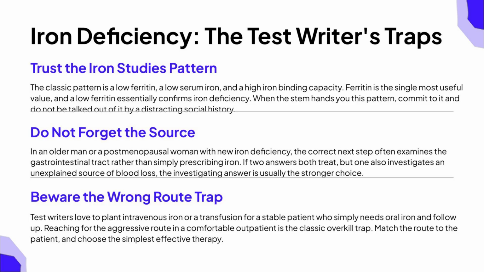In an older man or a postmenopausal woman with new iron deficiency, the strongest answer often looks for bleeding in the gastrointestinal tract rather than simply handing out iron. Third, beware the wrong route trap. The writers love to offer intravenous iron or a transfusion for a stable patient who only needs oral iron and follow up. Match the route to the patient and choose the simplest effective therapy. Your question bank explanations show these traps again and again until they feel obvious.